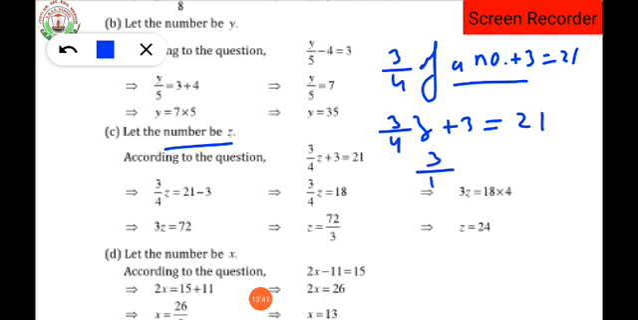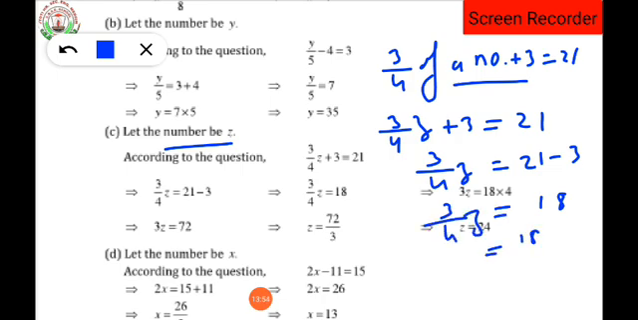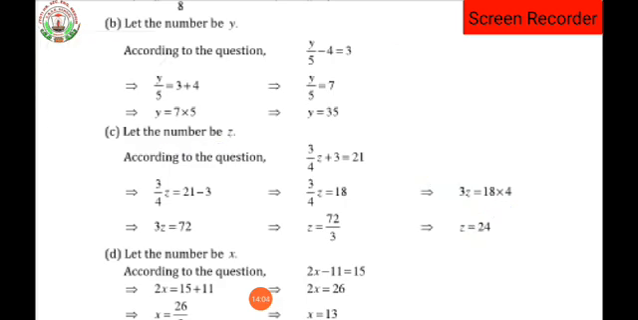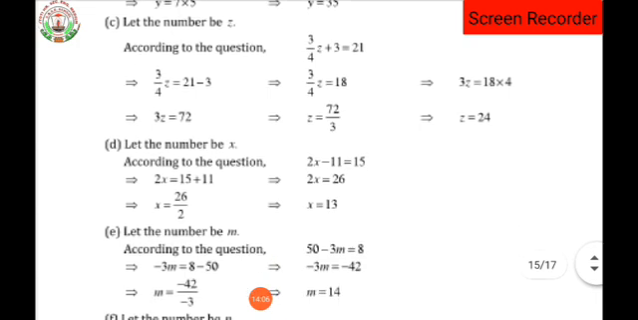Now 3 by 4 z is equal to 21 minus 3. So here it will become 18. Now 3 by 4 z, the 4 will be multiplied with 18. So 18 into 4 divided by 3 is equal to z. So z is equal to 24, we will get the required answer as 24. Clear everyone?